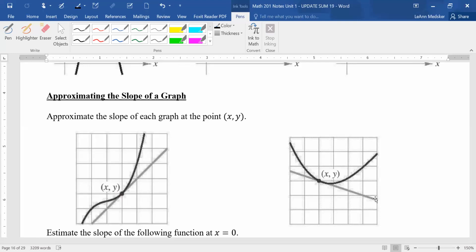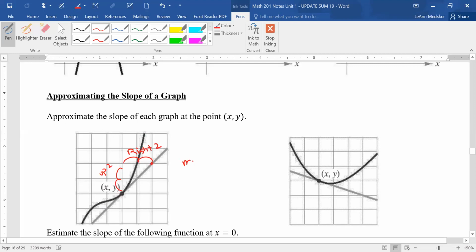And then the other ones, I'm going to have myself sketch those in. So approximate the slope of each graph at the point x, y, so that's here. They've already drawn the tangent line, and I need to calculate the slope by finding another point on my gray line that I can use to count up and over. This one's pretty close, so maybe you might want to jump out and grab this one. This is up 2 and then right 2.